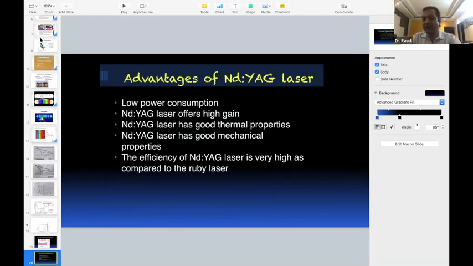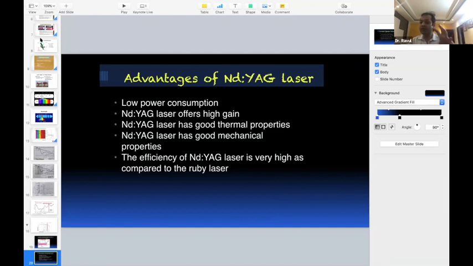Now coming to Nd:YAG, why I'm talking about Nd:YAG is because we use it for the Clark's procedure. So I'm covering the superficial and the deep veins both together. It uses a lower power, it offers high gain, it has good thermal properties, good mechanical properties, and its efficacy is very high as compared to the ruby laser.